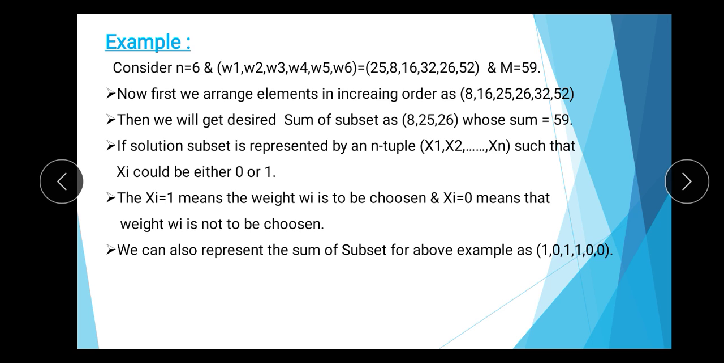So this is another way of representing the solution, showing which elements are chosen from the given input set to form the subset. We can represent it with the help of yes or no, that is 0 or 1. So for this problem we have only one subset with the value 59.